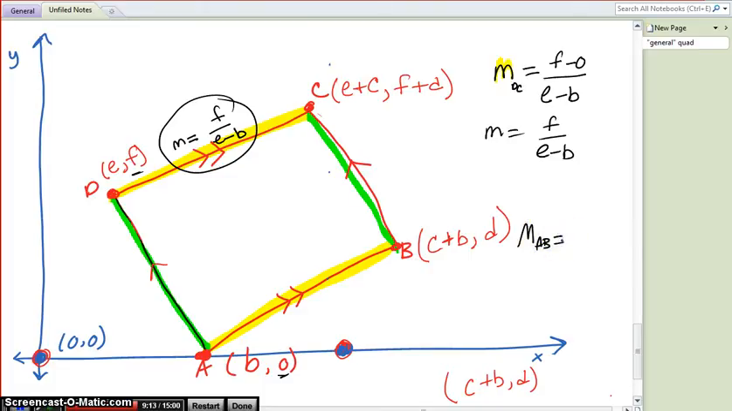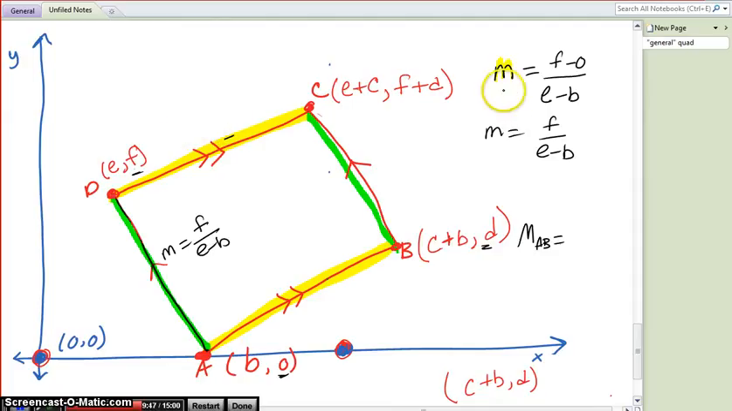We're going to compare the y's and the x's. Wait a minute, I got to make sure I did this right. F minus 0, that's this guy to this guy, and E minus B. Sorry, I put the slope in the wrong place. The slope here is M equals F over E minus B. So we found the slope first for AD. So this is AD.